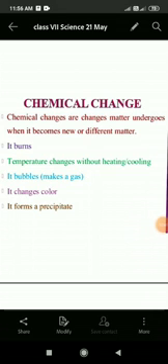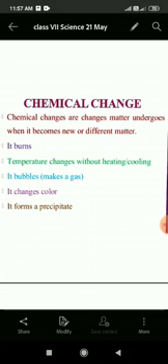We can identify some chemical changes by these methods. If anything burns, then we can say that a chemical change is taking place. Second, if the temperature changes without heating or cooling, that also indicates that the change is a chemical change. Also, if bubbles are forming, that also indicates a chemical change.